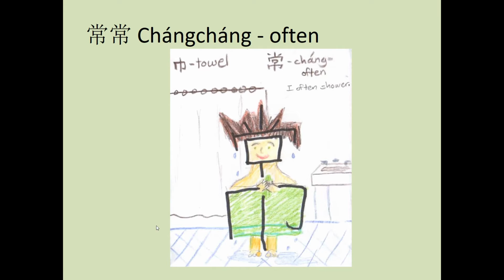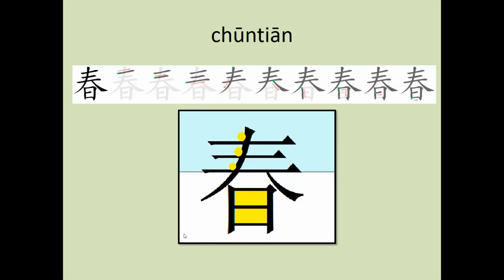So the first character you have to practice for the seasons unit is chang, which means often. And it has the towel radical, and it kind of looks like someone who's just come out of the shower with crazy hair, because you often shower. The next character you have to trace is chun, in chun tian for spring.